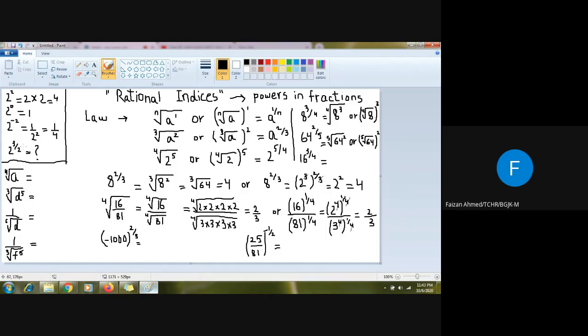So this will be 1 upon 2 squared, and we can also write it as 1 upon 4. But what will happen when the power is in fraction? For example, this is your question: 2 to the power 3 upon 2. What does this 3 upon 2 mean, and what is the answer of this? How can we calculate this?